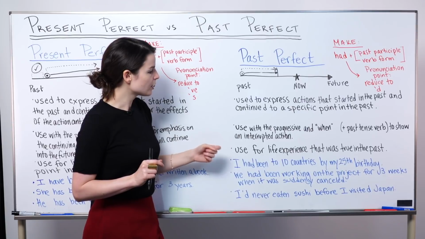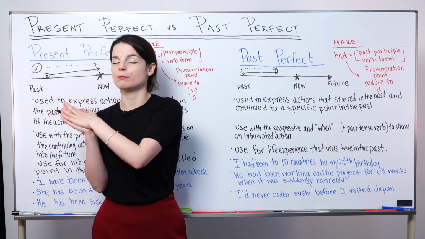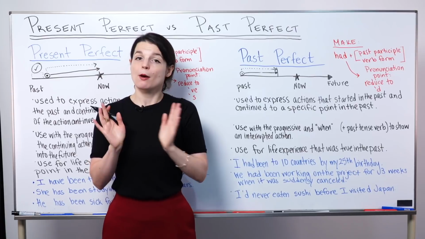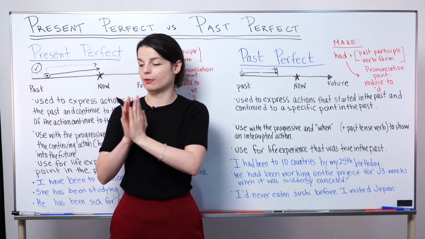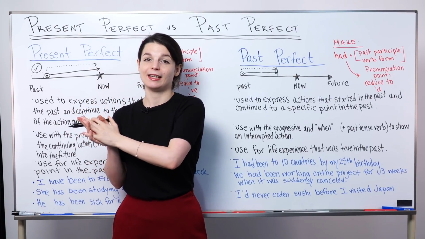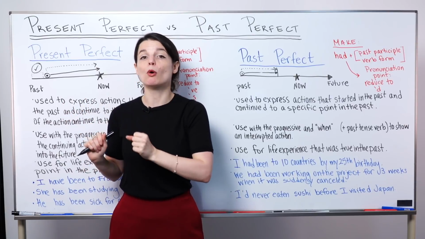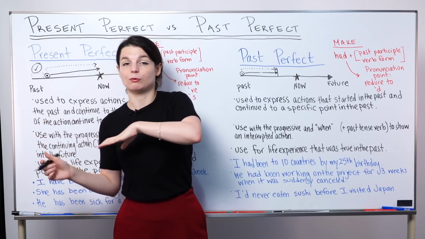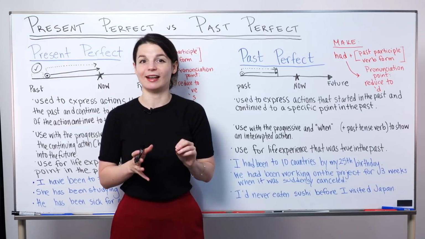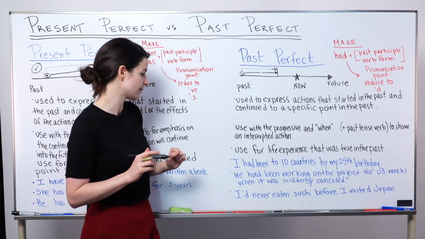Finally, we can use this for life experience that was true in the past. So maybe something has changed, but we want to talk about something that was true in the past, or that happened in the past, or a condition in the past that maybe is different or is important to talk about in relationship to experience now. It's a complex point. So let's look at some examples that use this.